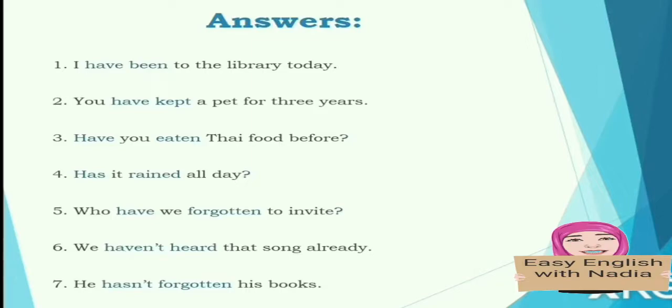I have been to the library today. You have kept a pet for 3 years. Have you eaten Thai food before? Has it rained all day? Who have we forgotten to invite? We haven't heard that song already. He hasn't forgotten his books.